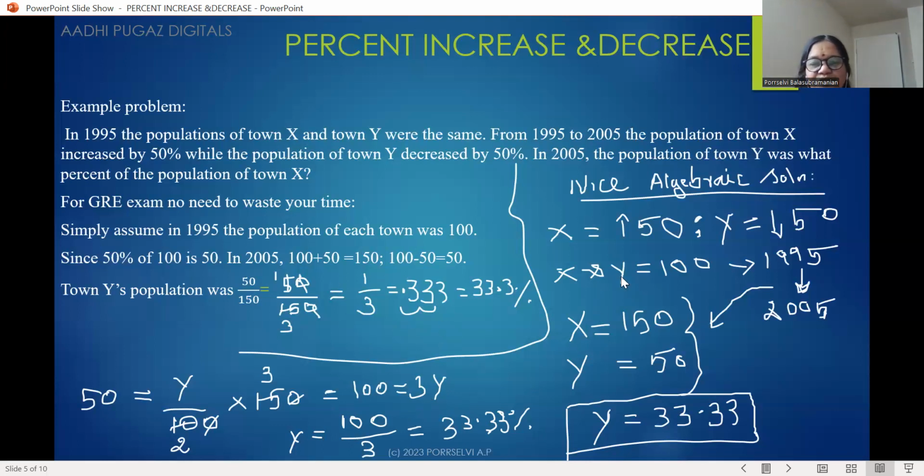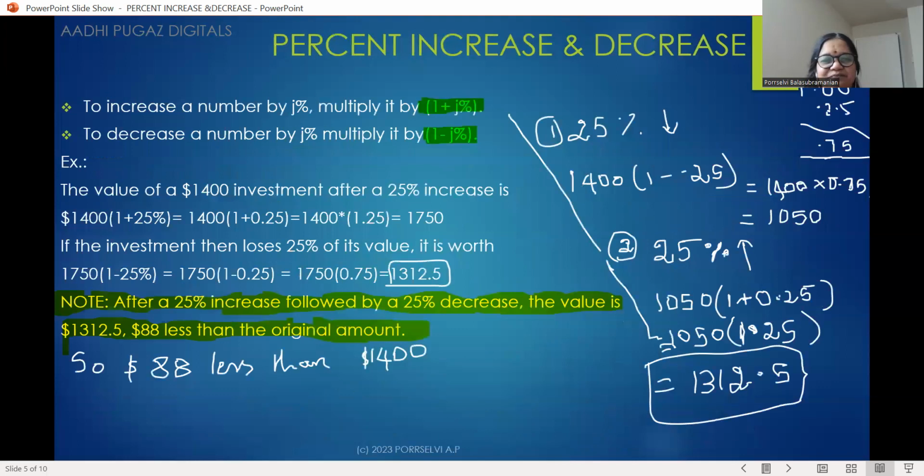So instead of doing all these steps, we can calculate directly town Y's value divided by town X's and get 1 by 3. Then we need to convert this value into a percentage. We are getting 33.3%. I think you got it now. We'll move on to the next slide.